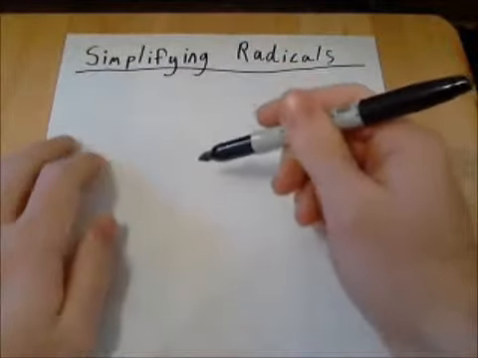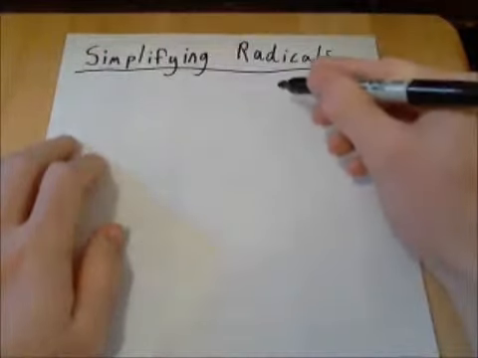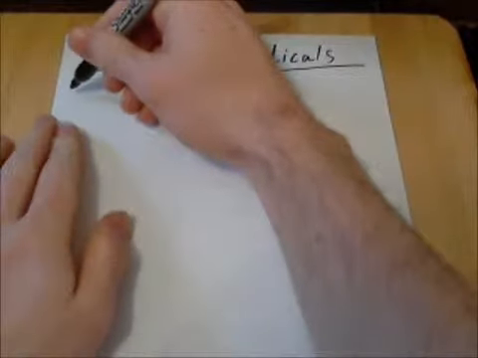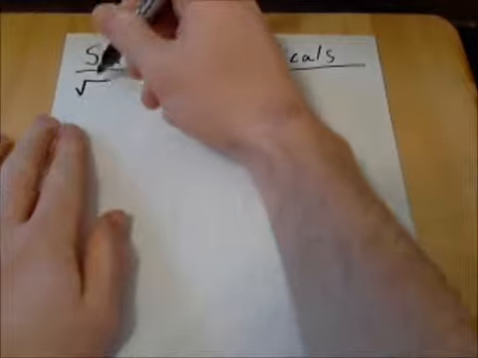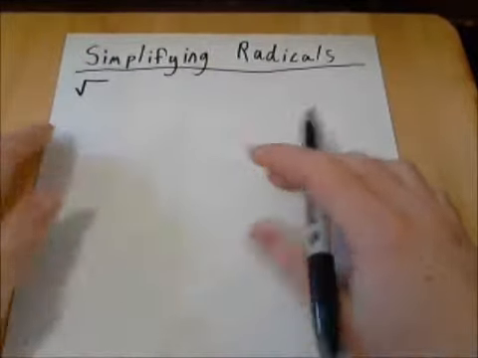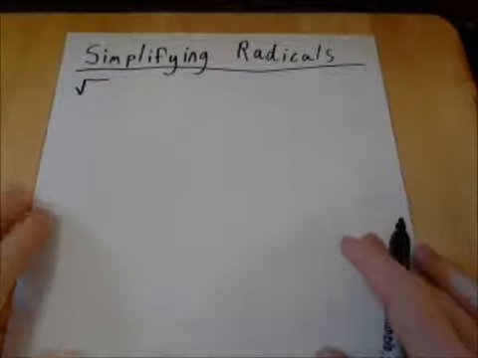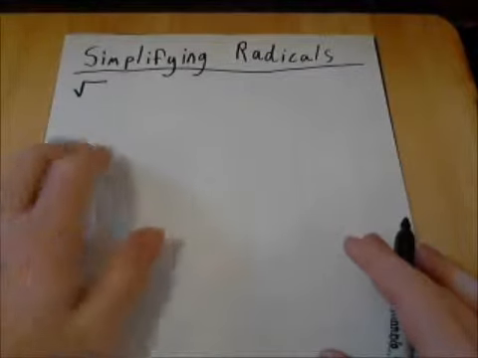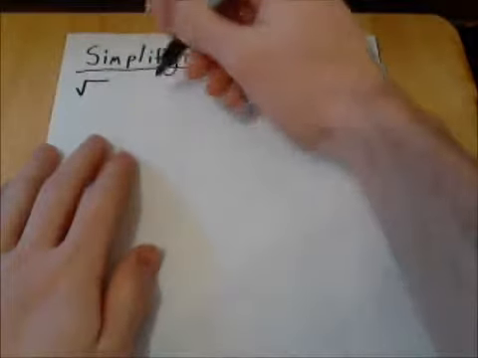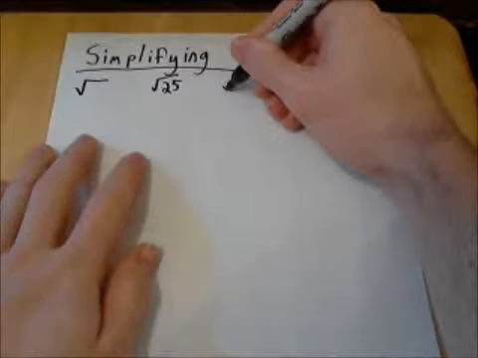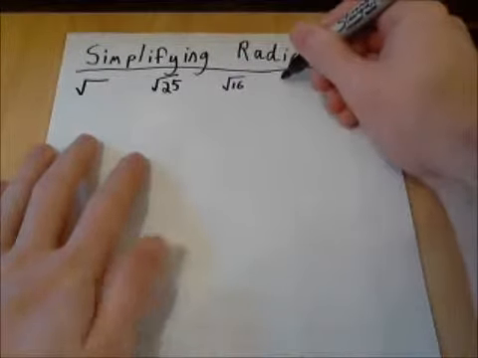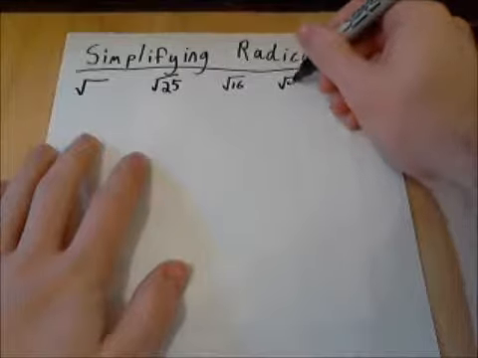In this video, we're going to be working with simplifying radicals. To start off, I'm just going to clarify what exactly a radical is. This symbol right here is, although you may be more familiar with the term square root symbol, the technical term is radical. Now, I'm going to write a couple expressions here: the square root of 25, the square root of 16, and the square root of 49.